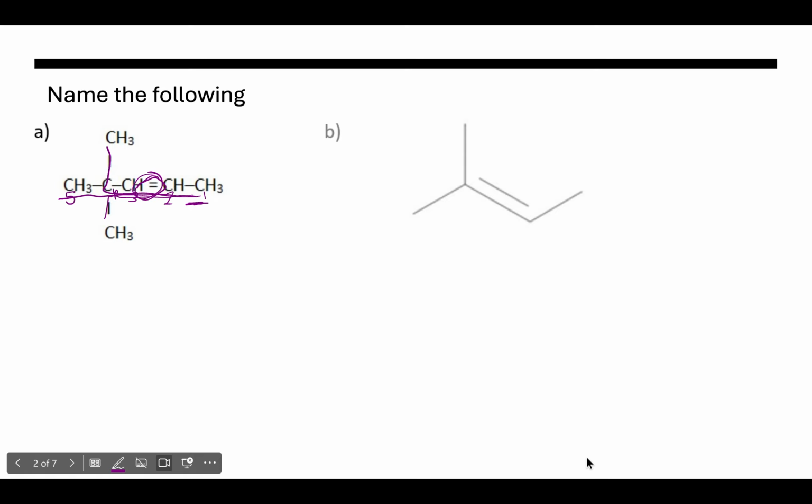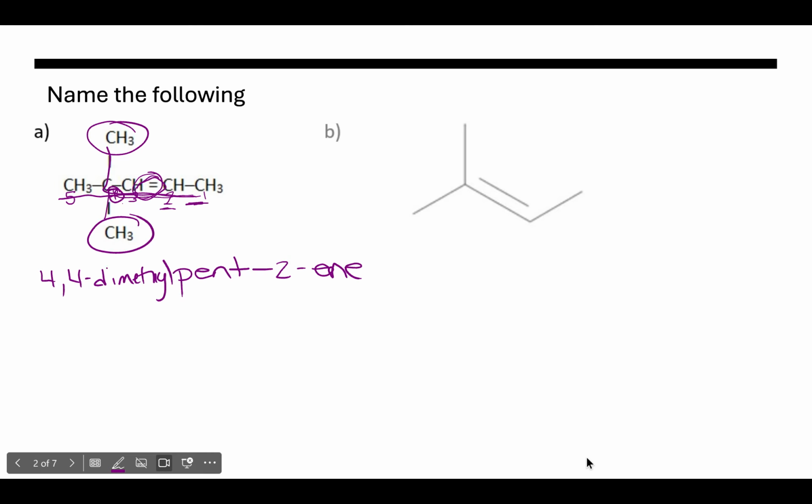So my longest chain is 5 carbons, so my root is pent. My double bond is between carbon 2 and 3, so you just say the first number. So carbon 2, there's a double bond, so it has to end in ene. Now on carbon 4, I have 2 methyl groups. So I have to place that. So I'd write 4,4-dimethyl. And then it would be pent-2-ene.